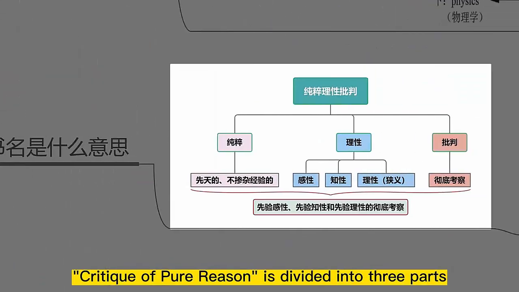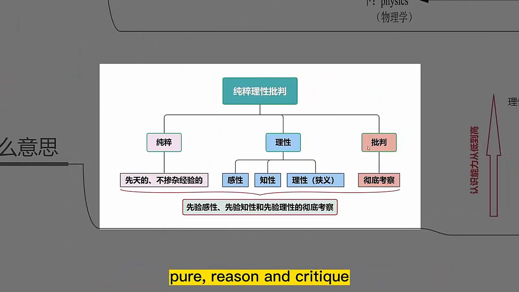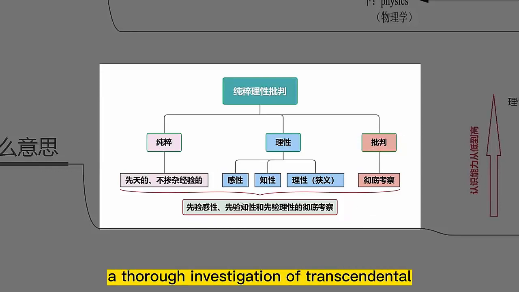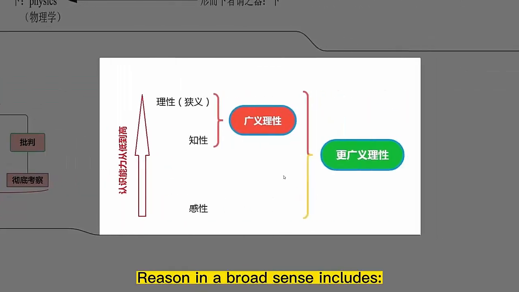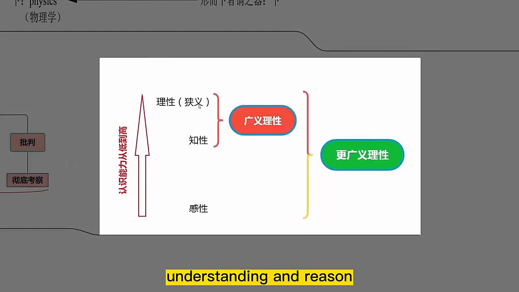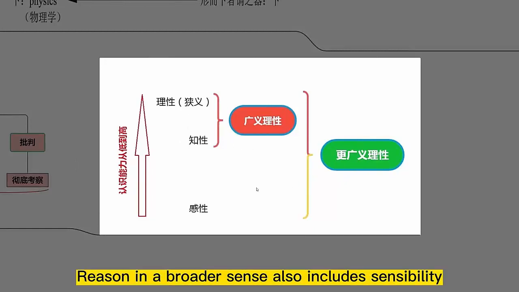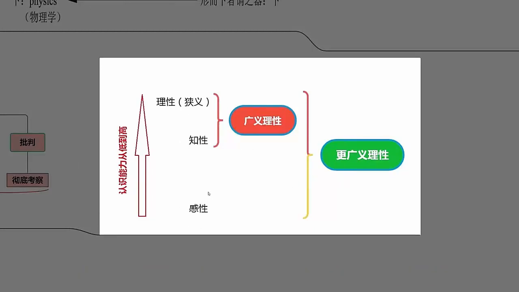Critique of Pure Reason is divided into three parts: pure, reason and critique. Critique of Pure Reason refers to a thorough investigation of transcendental sensibility, understanding, and reason. Reason in a broad sense includes understanding and reason. Reason in a broader sense also includes sensibility.